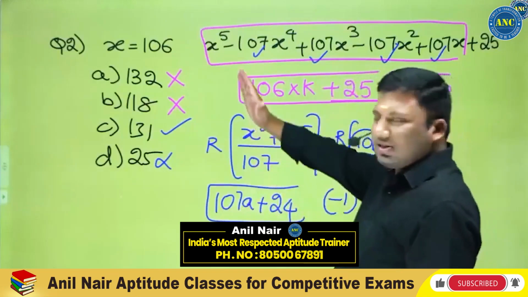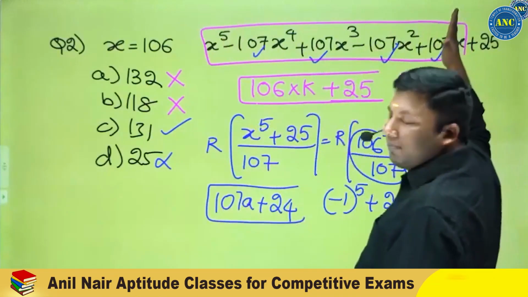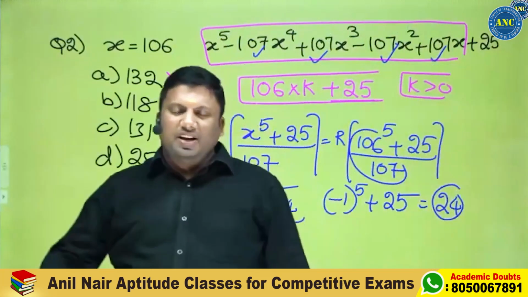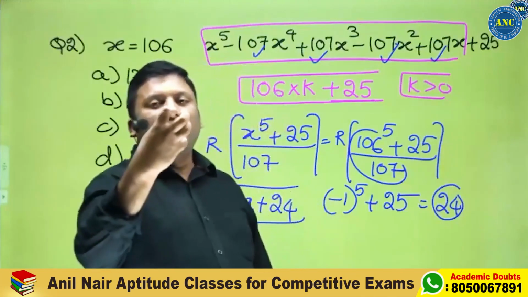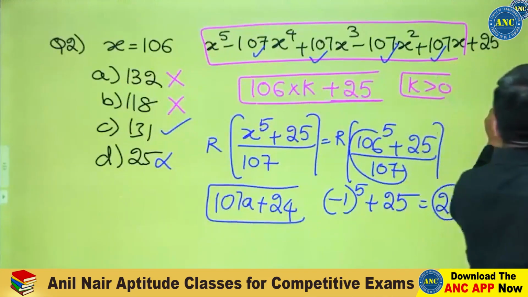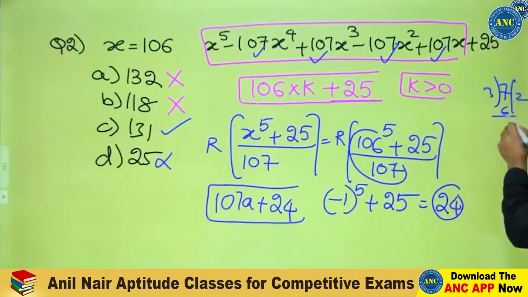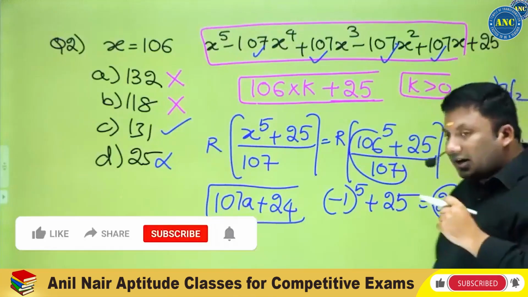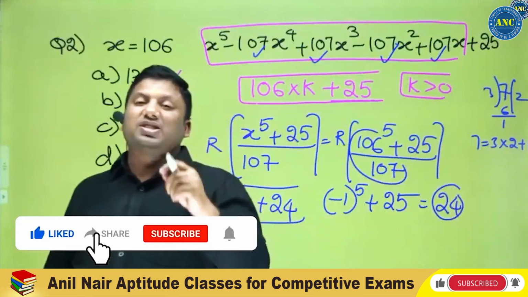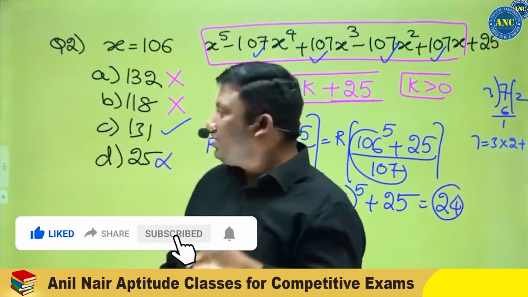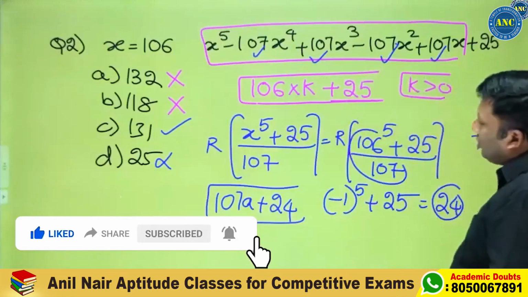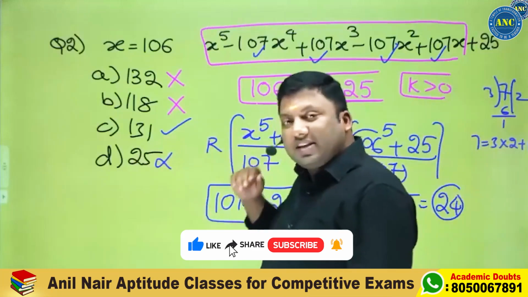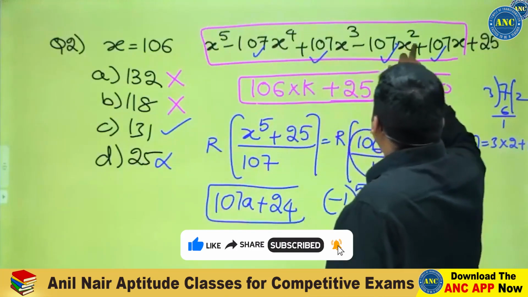Very simple common sense. From here to here, it is divisible by 107. X value, which is 106, 106 into K plus 25. Simple divisibility rule: when you divide 7 by 3, 3 twos are 6, 1. 7 is 3 into 2 plus 1. So when 7 is divided by 3, the quotient value will always be greater than 0. So based upon this condition, K will be greater than 0. That is the other logic I used: all are divisible by 107.